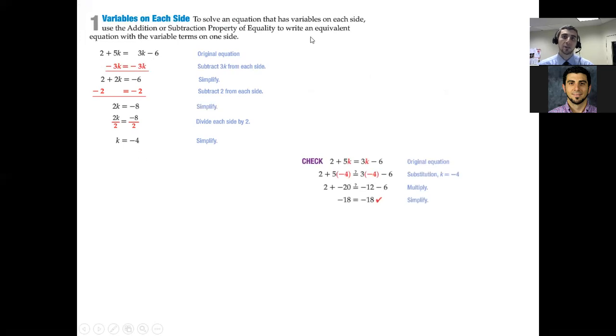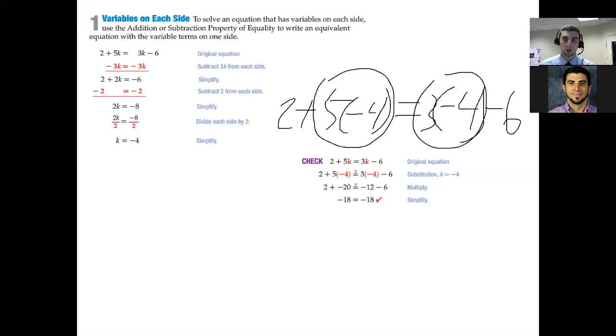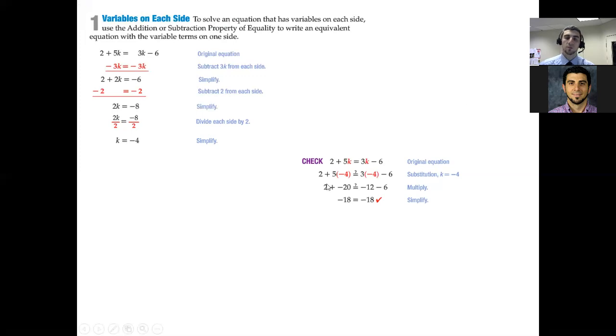So if k is negative 4, you have to substitute negative 4, or replace k with negative 4, wherever there's a k. And remember, since it's 5k, you don't just put 5 negative 4, you have to put the parentheses. Otherwise, it looks like it might be 5 minus 4, and you might do the wrong thing. Same thing with the 3k. You want to do 3 parentheses negative 4, not 3 negative 4. You don't want to have this: 3 plus 5 negative 4 equals 3 negative 4 minus 6. Because here, this looks like it's subtraction, but really it's 5 times k, and that's why we have to use the parentheses there. Okay, and if you simplify both sides, you do get negative 18 on both sides.